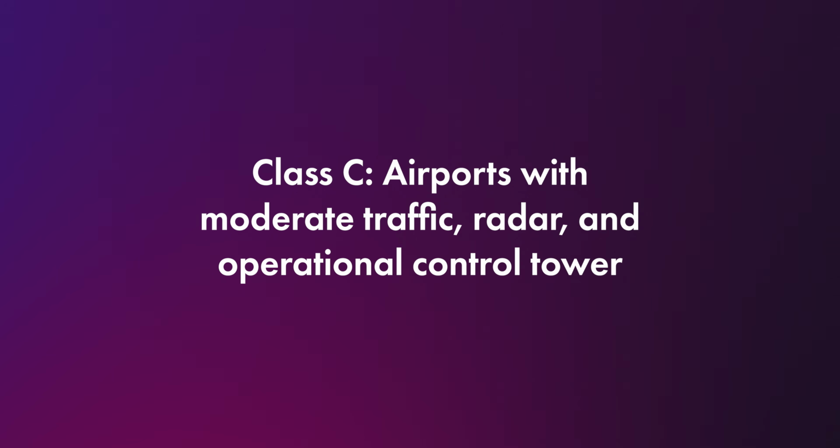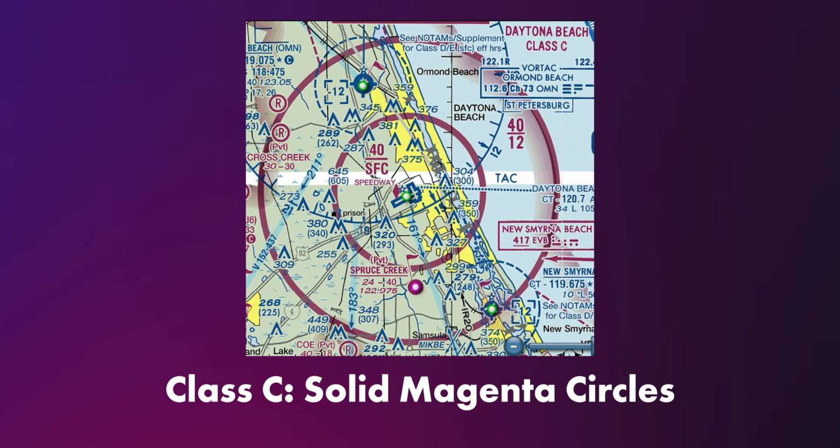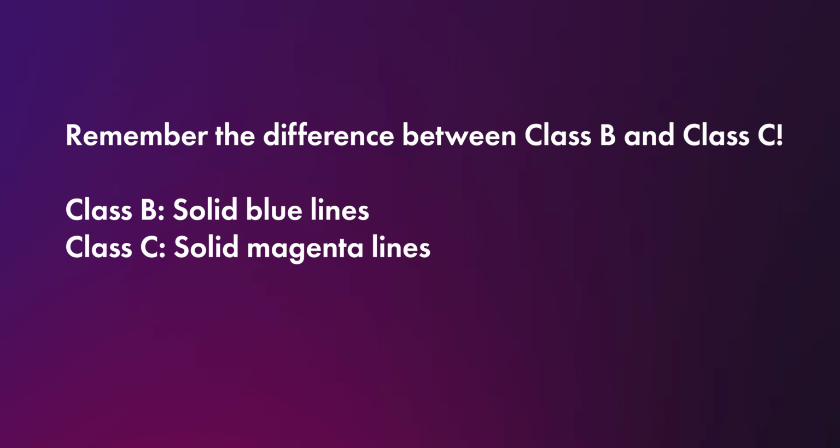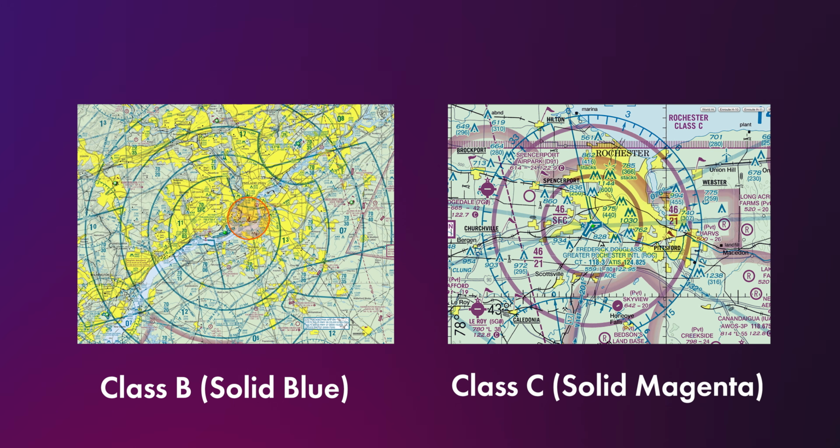Class C surrounds airports with moderate commercial traffic, airports that have an operational control tower and radar approach control, but less activity than Class B facilities. On a sectional chart, Class C appears as solid magenta circles, typically 2 rings. The inner ring usually extends from the surface up to 4,000 feet MSL. The outer ring typically runs from 1,200 feet up to 4,000 feet MSL. For the exam, solid magenta lines, 2-ring structure, ATC authorization required. The exam will frequently test your ability to distinguish Class B from Class C chart symbology. Blue lines versus magenta lines, that's the visual cue.